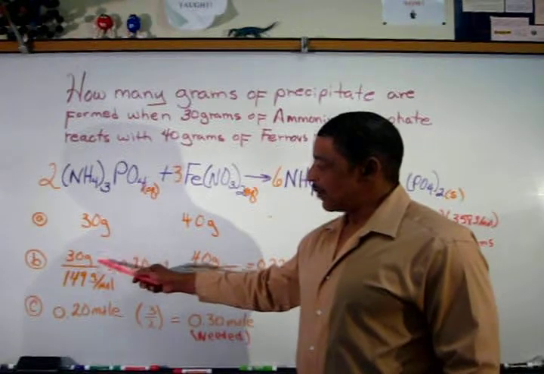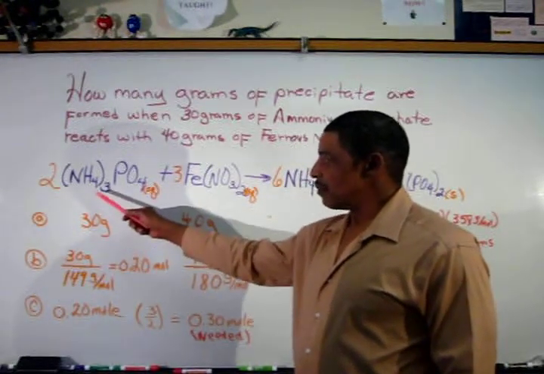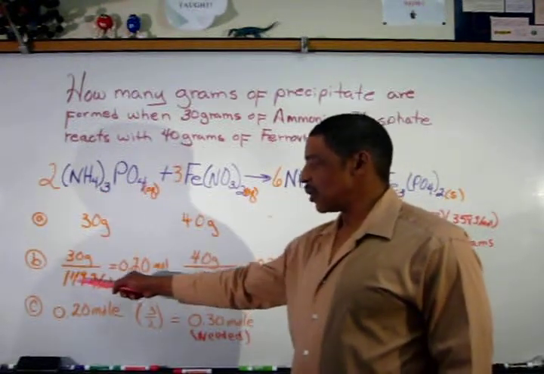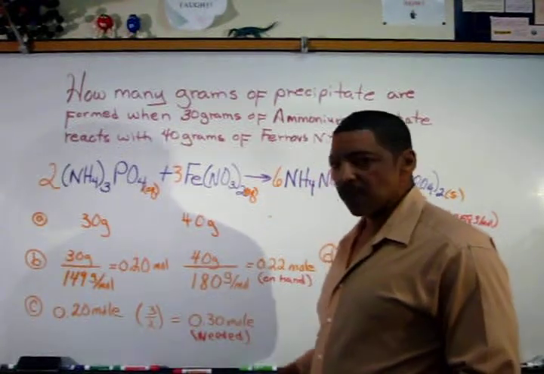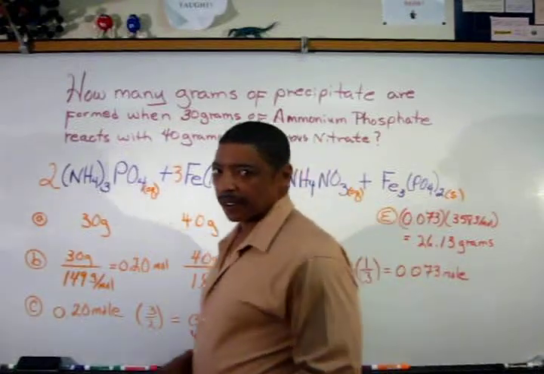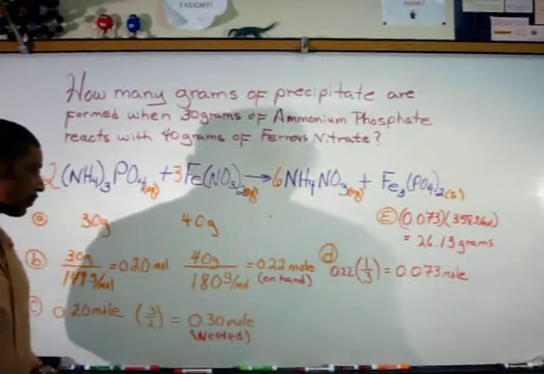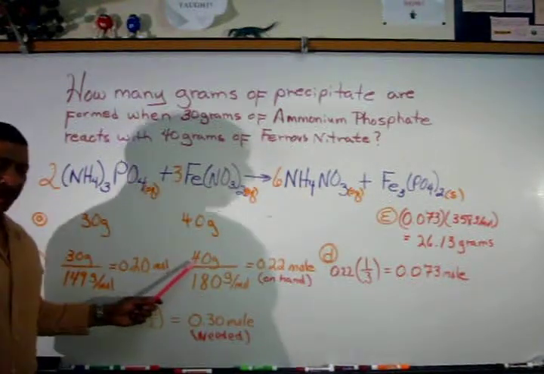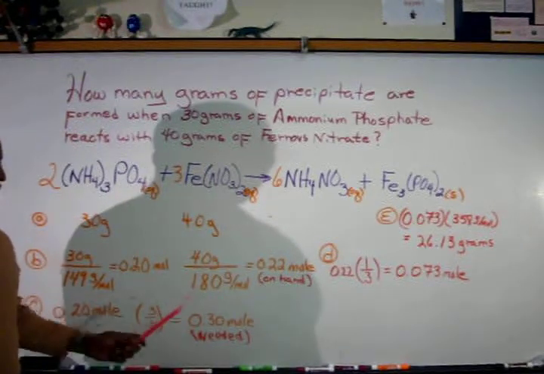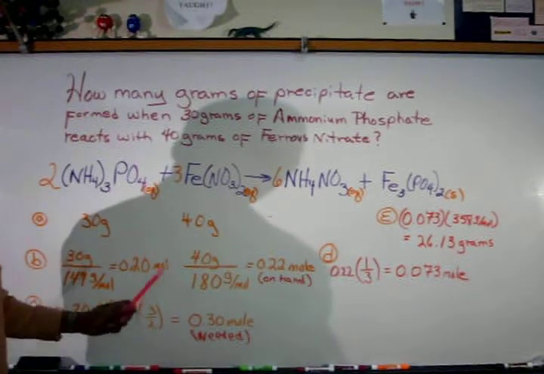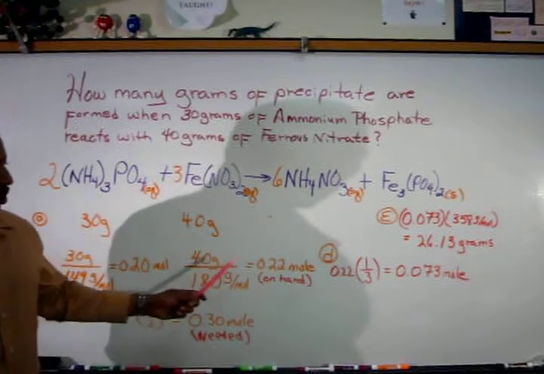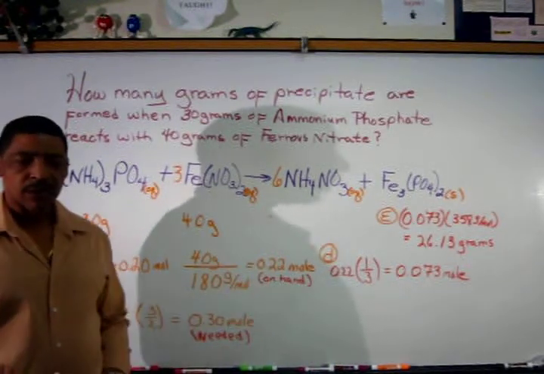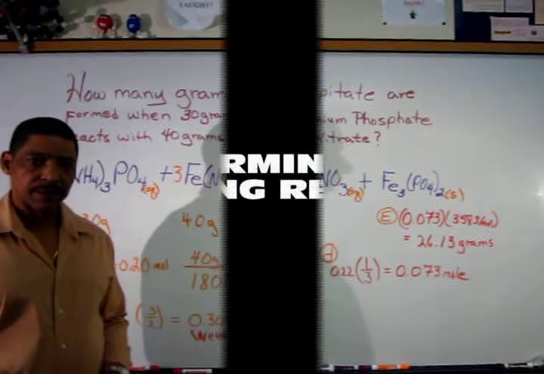30 grams divided by the molar mass of ammonium phosphate, which is 149 grams per mole, will yield 0.2 moles of the compound. 40 grams divided by 180 grams per mole, which is the mass of ferrous nitrate, will give 0.22 mole of the compound.